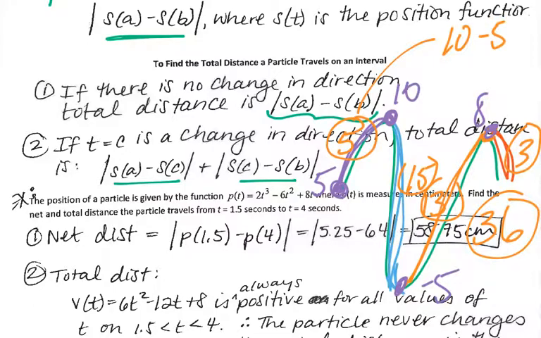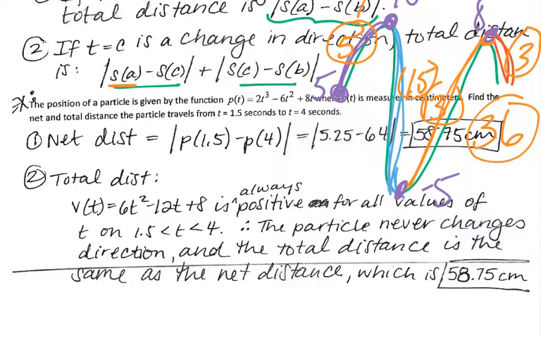Now this method only works if you have a position graph. And position can be represented with s of t or x of t or p of t. But that's how you find it for a position graph.